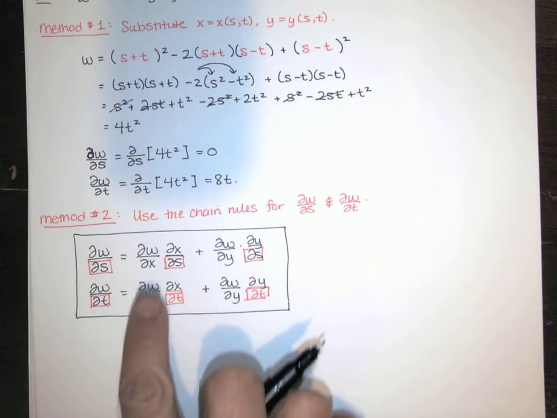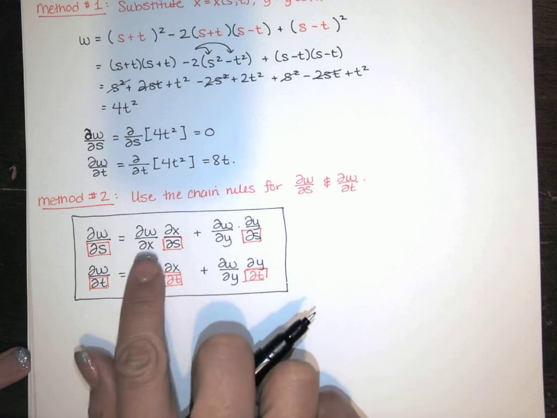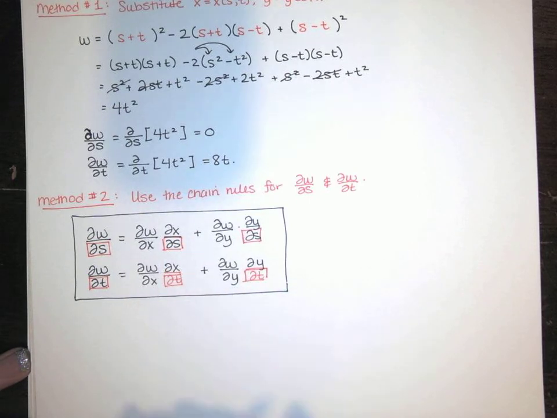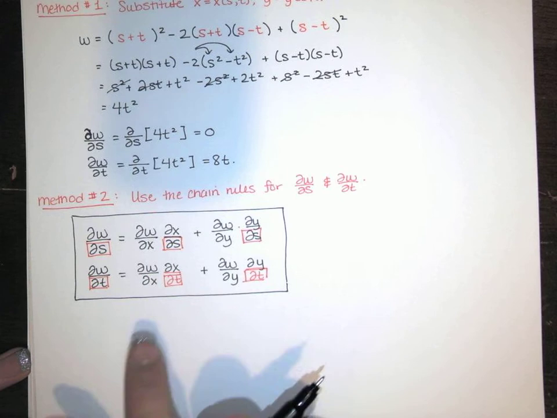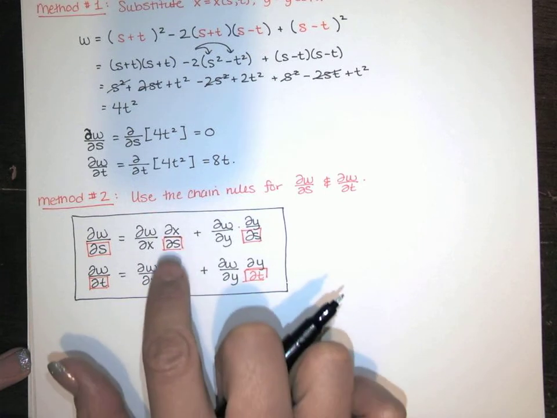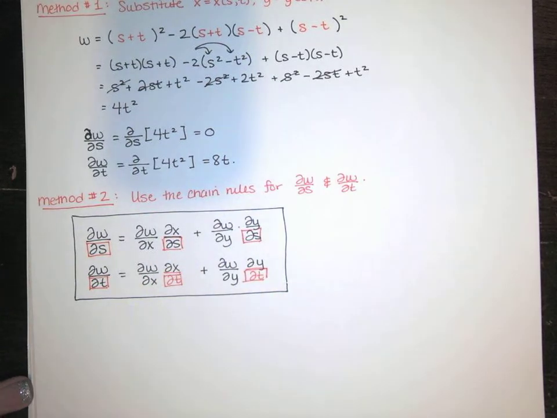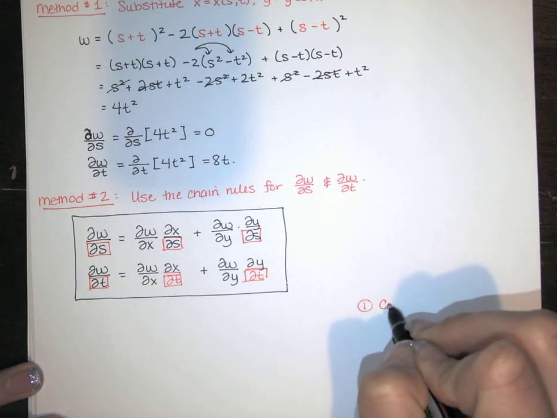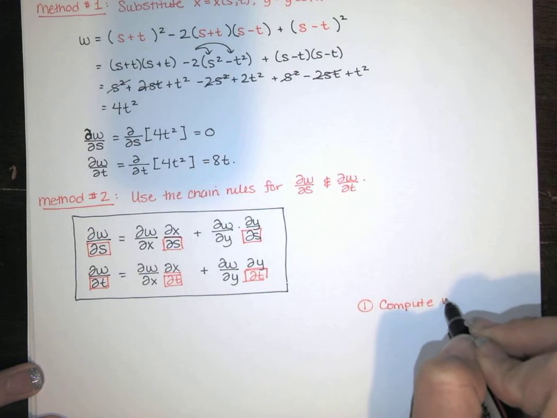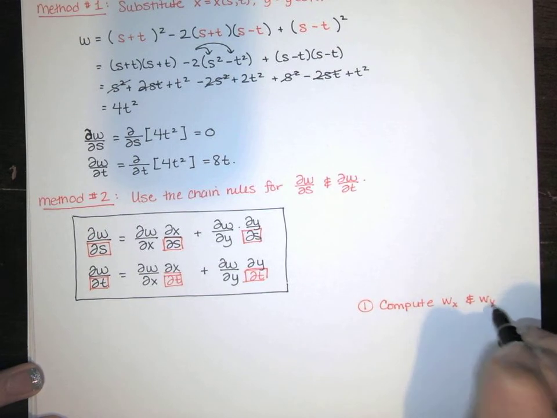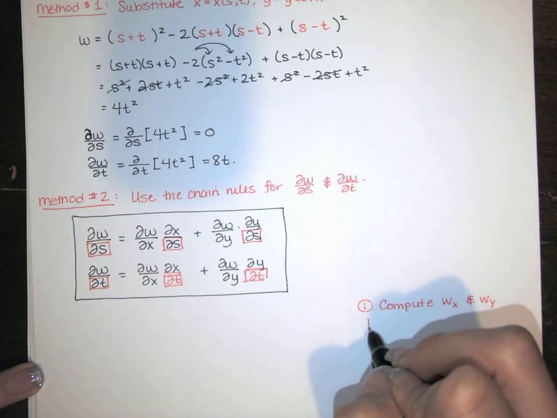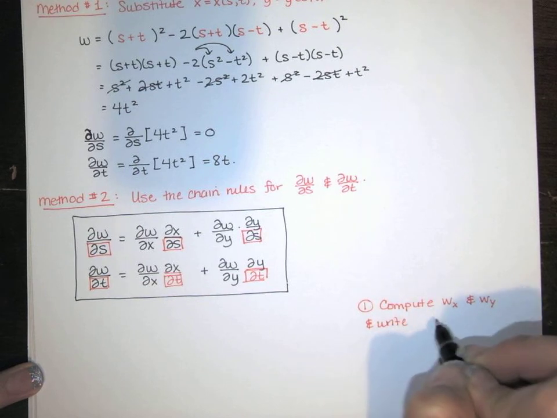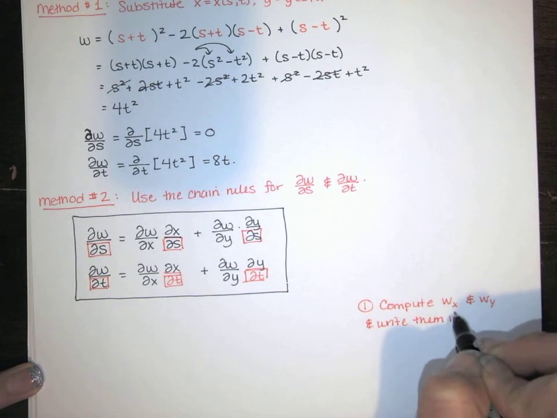So in order to do either one of these, I need partials of w with respect to x and y, entirely in terms of s and t, and I need partials of x with respect to s and t, and partials of y with respect to s and t. And then we'll just put them all together in the right combinations to write down the partials of w with respect to s and t. So first things first, let's compute the partials of w with respect to x and y. Those were our original variables, but then we want to write them in terms of s and t.